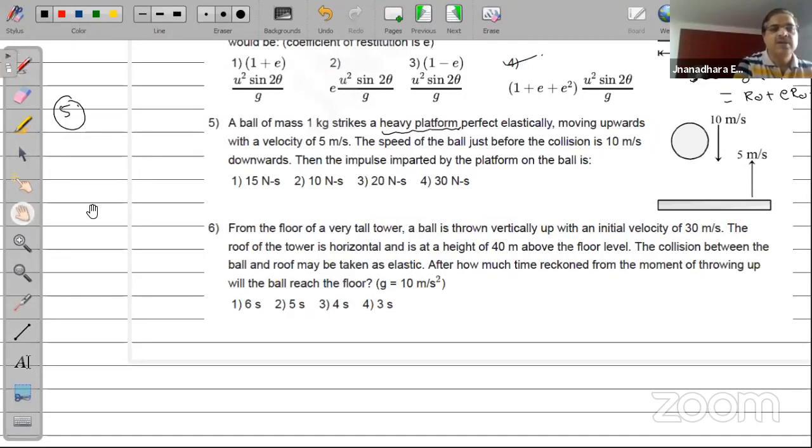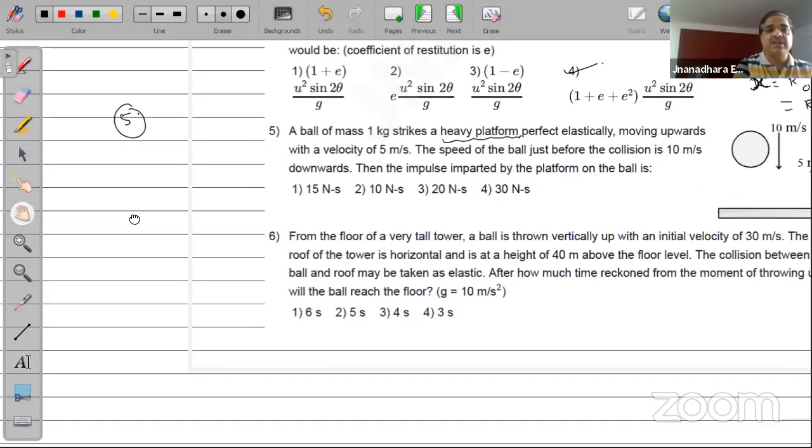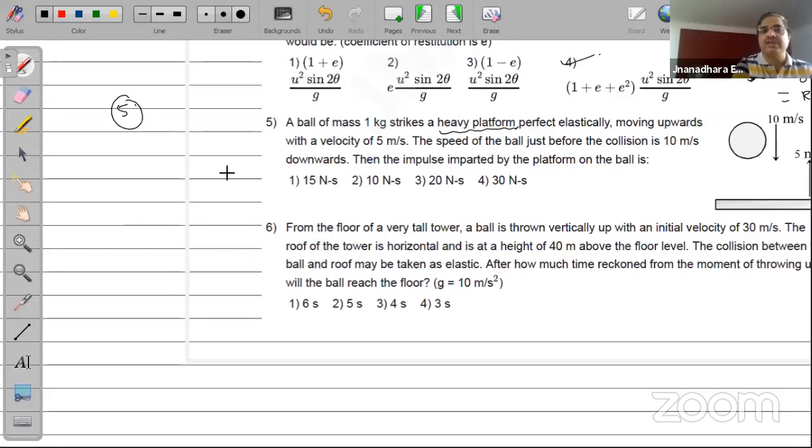Nice question. It actually combines 2-3 ideas, so we will try to work it out. This impulse can be calculated by finding the change in momentum of the ball. The change in momentum I will write as PF minus PI. This will be the impulse. Let's see how to find this.